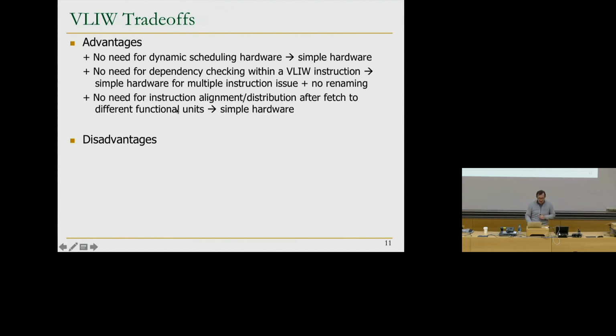Again, as I said earlier, there's no need for instruction alignment or distribution after fetch to different functional units because the compiler knows the structure of the machine. It can schedule the code such that you don't need to do that distribution. We didn't talk about this distribution network, but in a superscalar machine, what might happen is, let's say you're fetching 8 instructions per cycle, and your load unit is here, and somehow your load is on this side of the bundle that you fetched. You need to somehow route that load over there. So you really need a crossbar network.